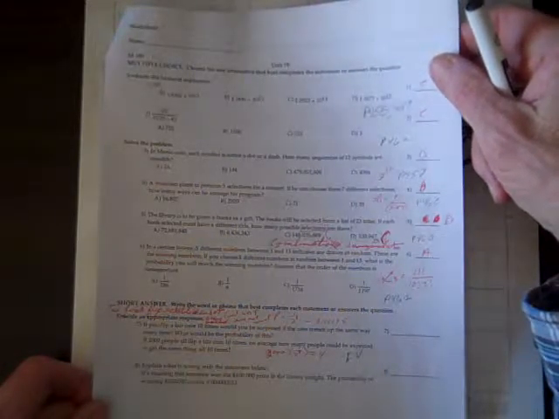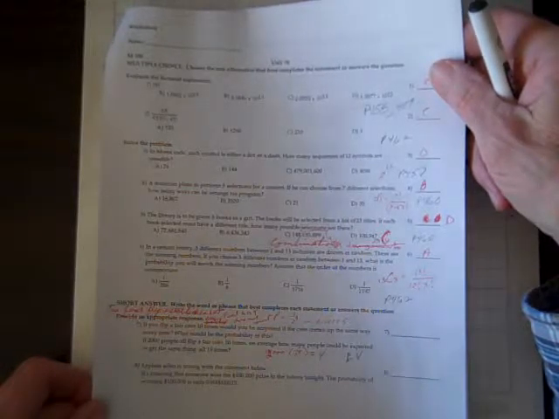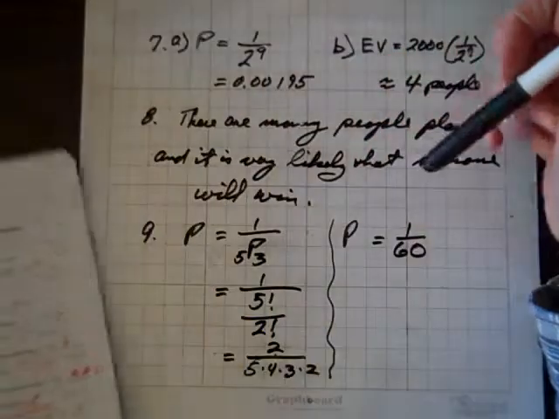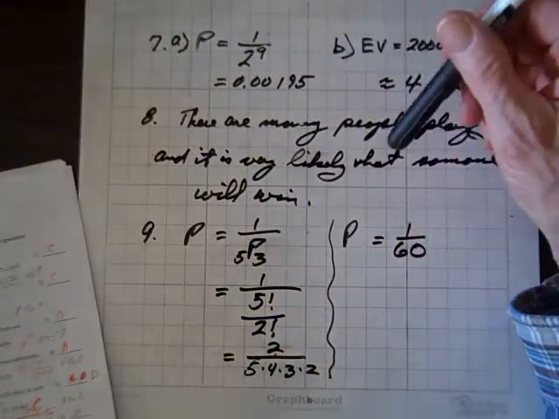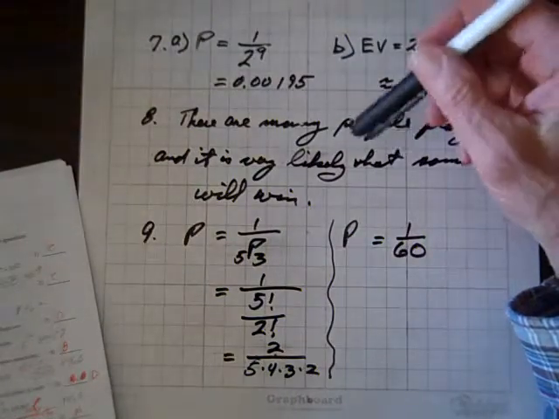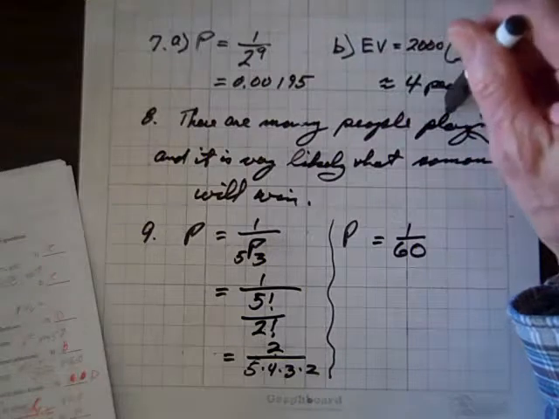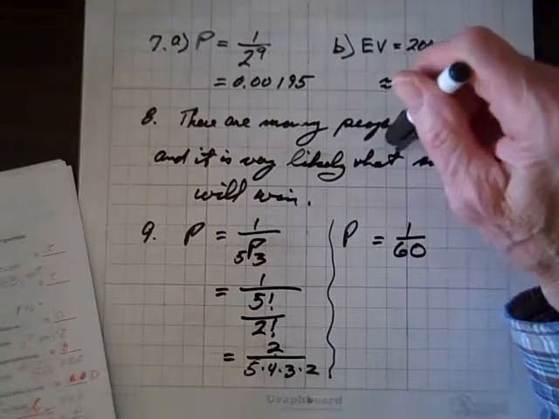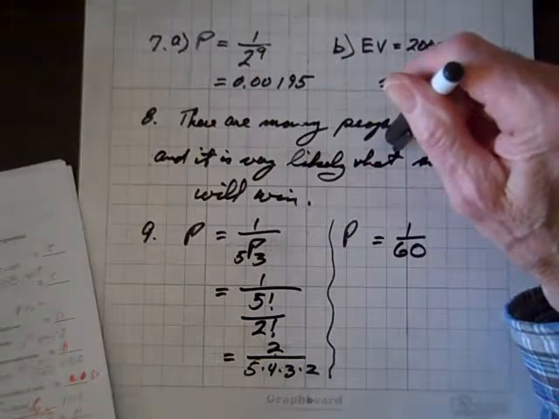Now for 8, explain what is wrong with the statement, "It's amazing that someone won the $100,000 prize in the lottery tonight. The probability of winning $100,000 is only 0.000000512." And so it's not unusual. There are many people playing, and it's very likely that someone will win.